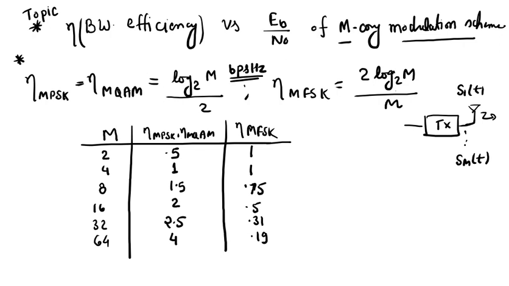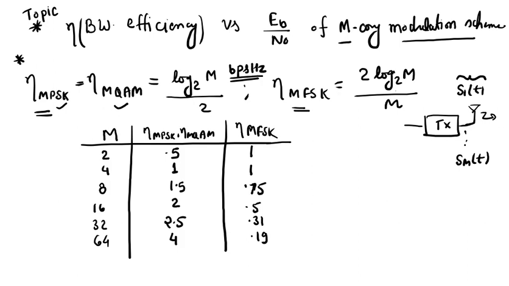So this we have seen, that bandwidth efficiency of MPSK and MQAM is log2 M by 2, and bandwidth efficiency of MFSK is 2 log2 M by M. The physical interpretation of bandwidth efficiency is the data rate, or number of bits transmitted through each M-ary signal in unit time, in 1 second of time, and unit bandwidth.